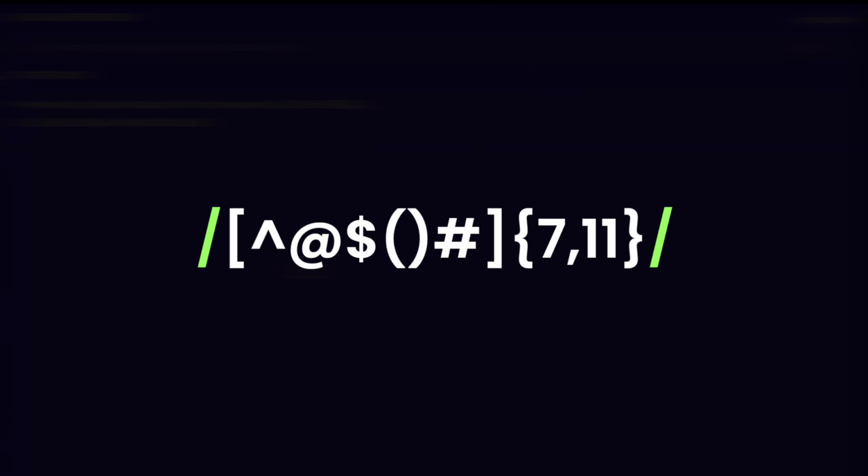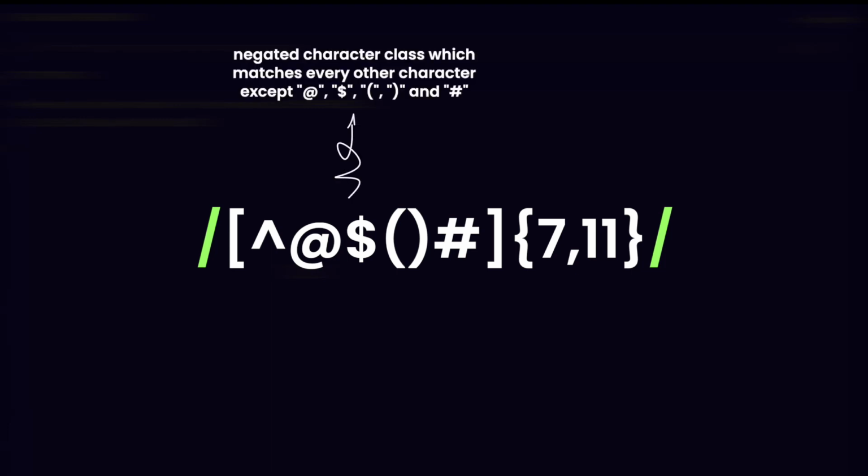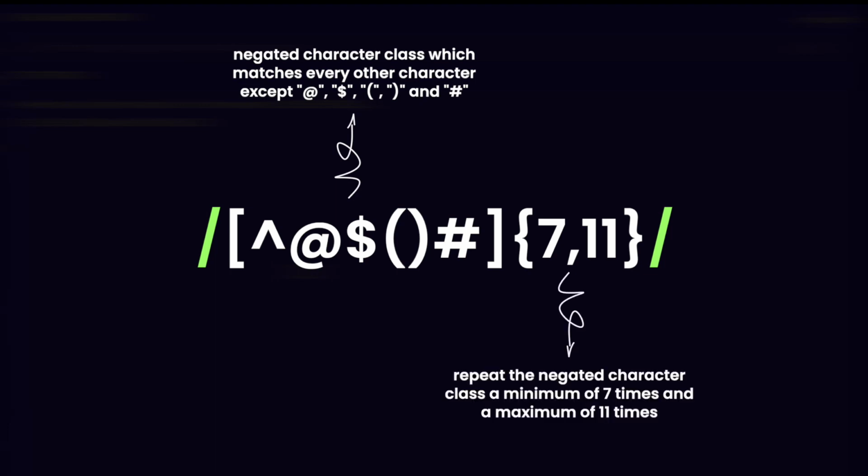Okay, so in this pattern, we have a negated character class and a quantifier just after the negated character class. In the negated character class, we have the @ symbol, the dollar symbol, open brackets, close brackets, and the hash symbol, which means match every other character except these characters. And in the quantifier, we have a minimum of 7 and a maximum of 11, which means this negated character class should be repeated minimum 7 times and maximum 11 times.